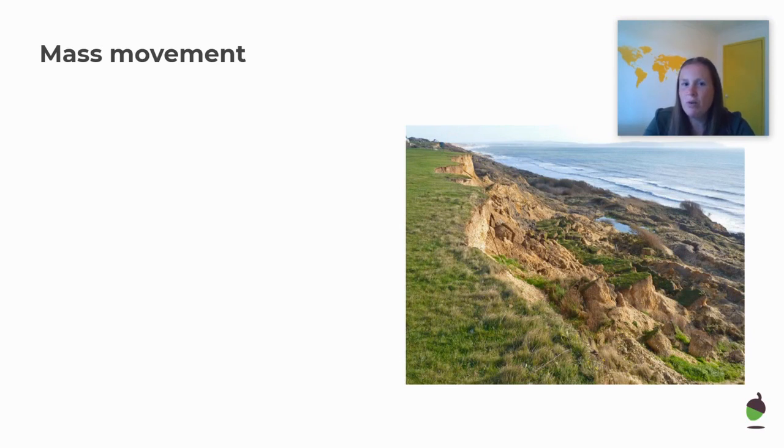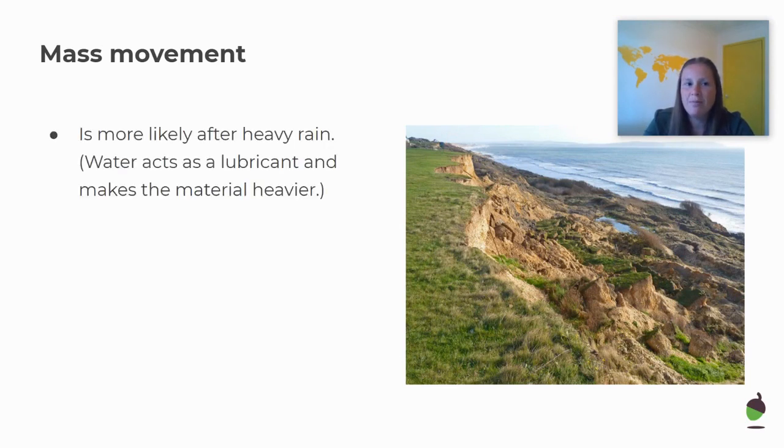Right, let's have a little bit more information about mass movement. So mass movement is more likely after heavy rain. Water will, number one, act as a lubricant. So along those slip planes, there's then the liquid there to make them move more easily. And also the rock can become saturated. So water can trickle into all the spaces in the rock and it can make it heavier.